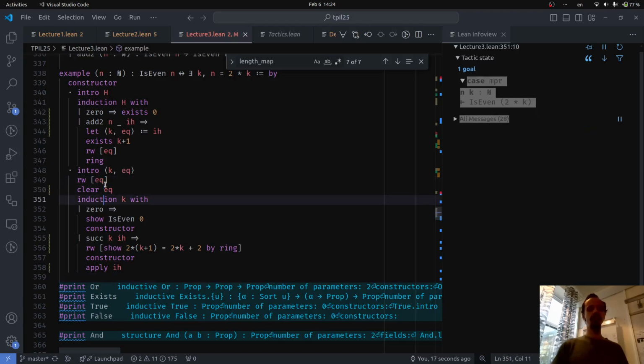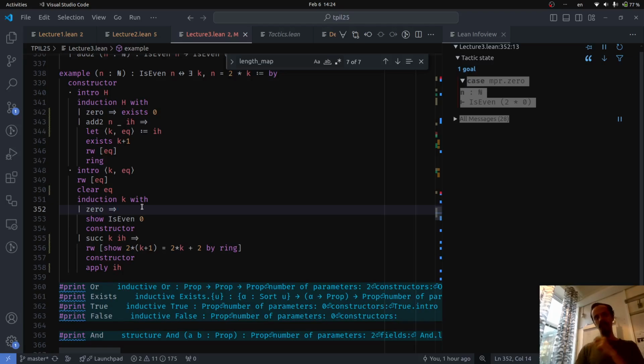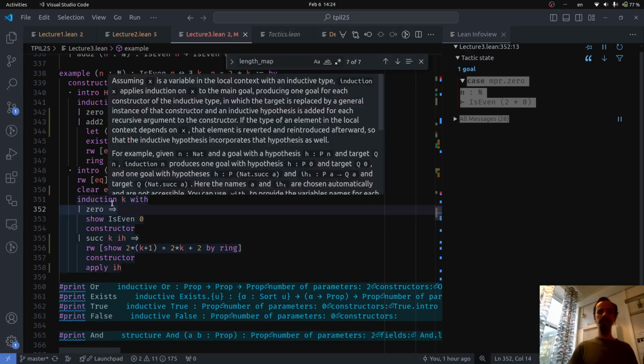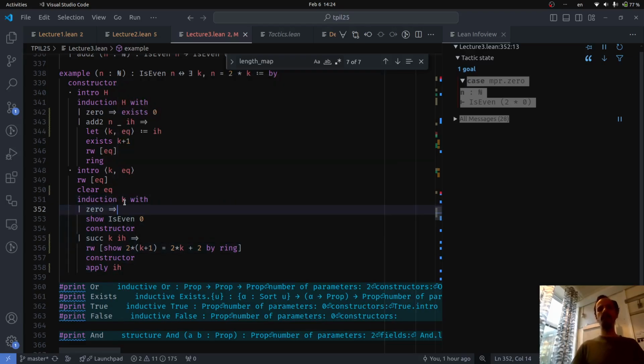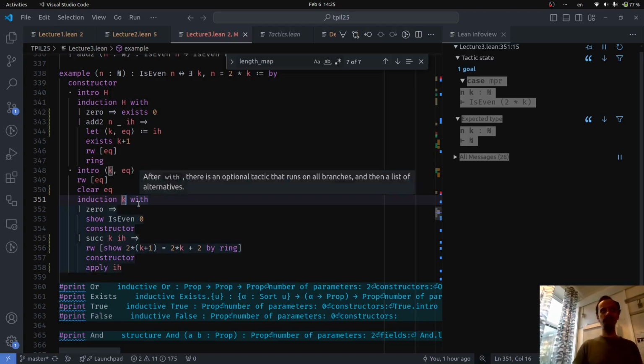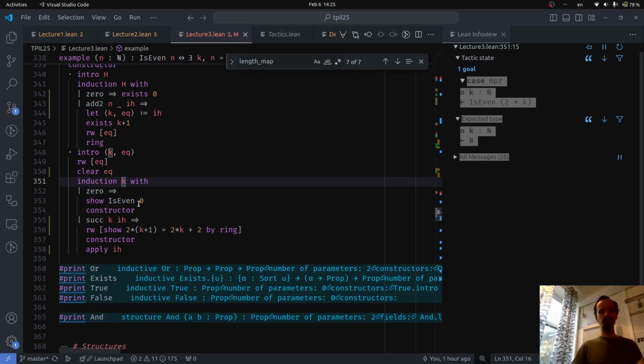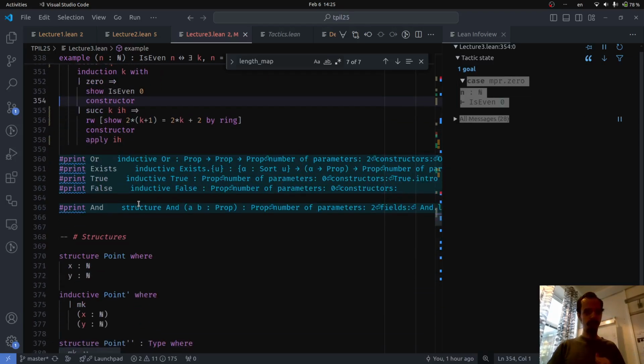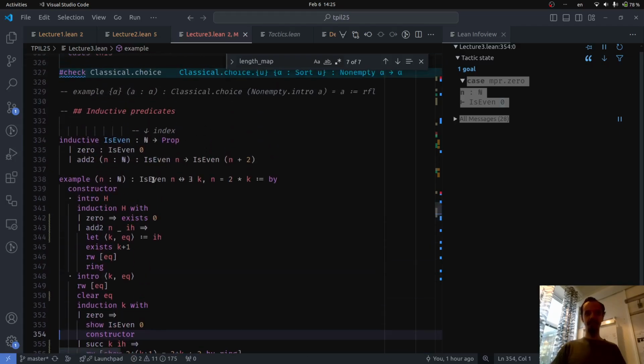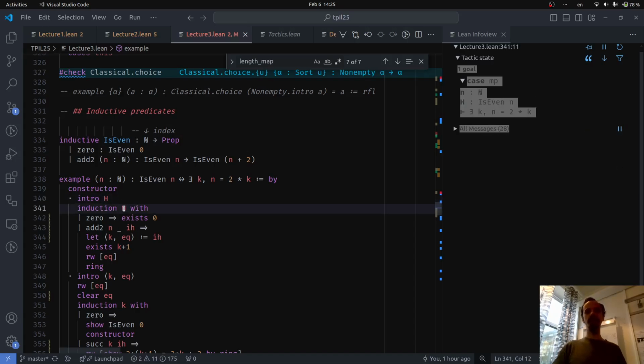Induction will work on, when you pass induction something, this something should be an inductive type. And it will do induction on that inductive type. There are reasons why you can pass multiple things in here, but generally speaking, it'll only be one thing. Even here, we did induction on the hypothesis that n was even. We're not doing induction on n. We just passed the one thing, the inductive type itself.